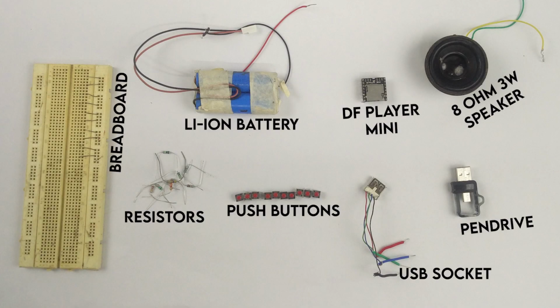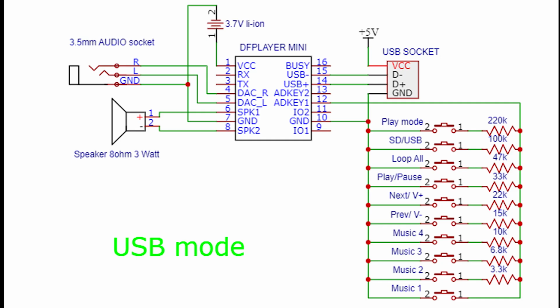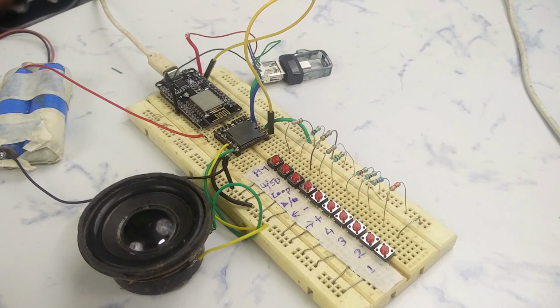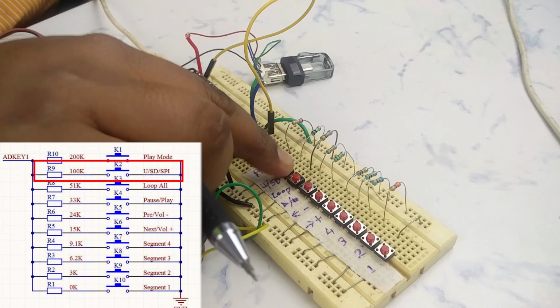The third mode is USB mode. For the USB mode, we will require these things, and we will follow this circuit diagram. To play music from a USB device like a pen drive, you have to switch between the play mode by pressing this second button once.